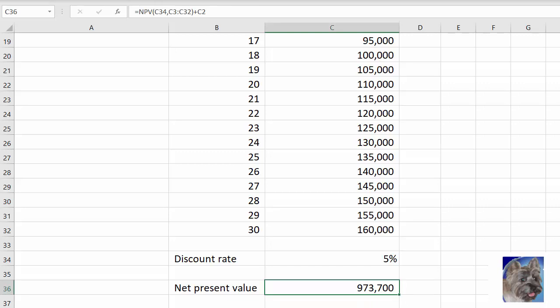Given this example, the net present value comes out to be $973,700. What that means is if you invest in this project in today's dollars, you are increasing the wealth of whoever owns this project by $973,700.